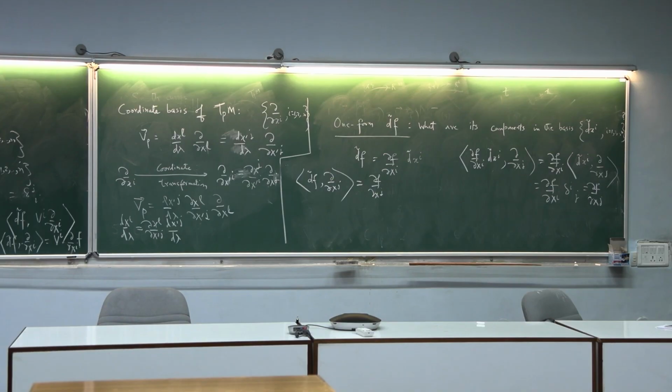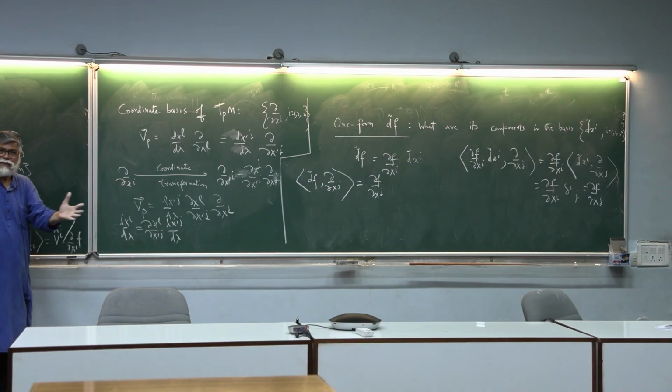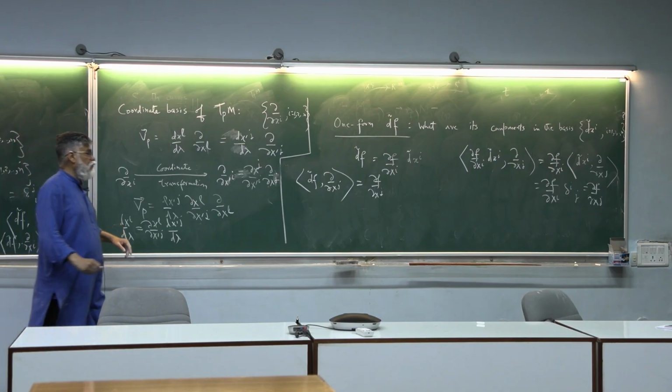Now, I come to the notion of D. But before that I must talk about something else. The space of all one forms is termed as omega 1 at the point P. We are always talking about the set of all one forms.